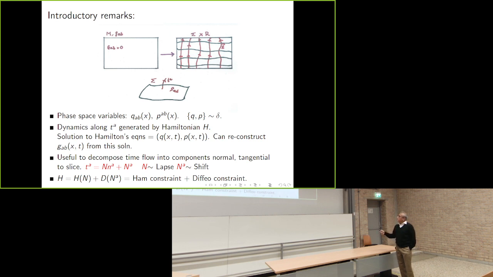Dynamics along this vector field is generated by a Hamiltonian. So what the Hamiltonian does is that it evolves data from one slice to another, and that is what evolution is in the classical theory. One can then solve the Hamilton's equations, and then one gets a one-parameter family of these Q's and P's, one for each slice. And from this one-parameter family, one can then reconstruct the space-time metric, which then satisfies the Einstein equations, and that closes the circle.